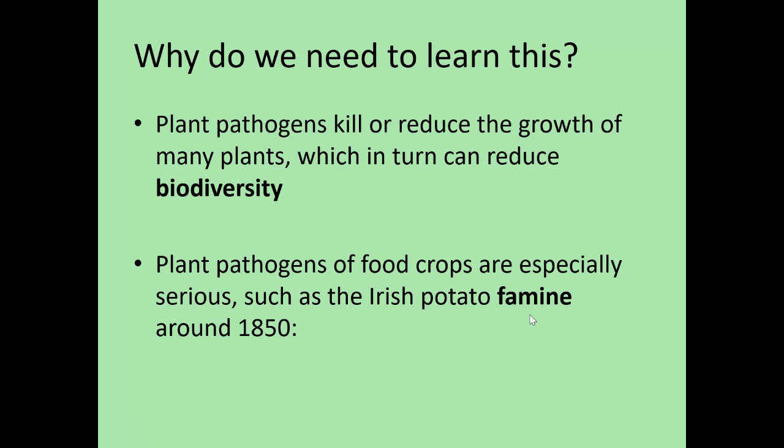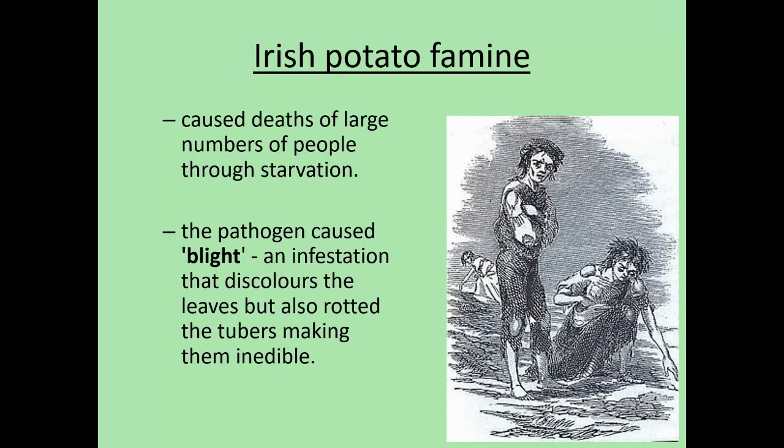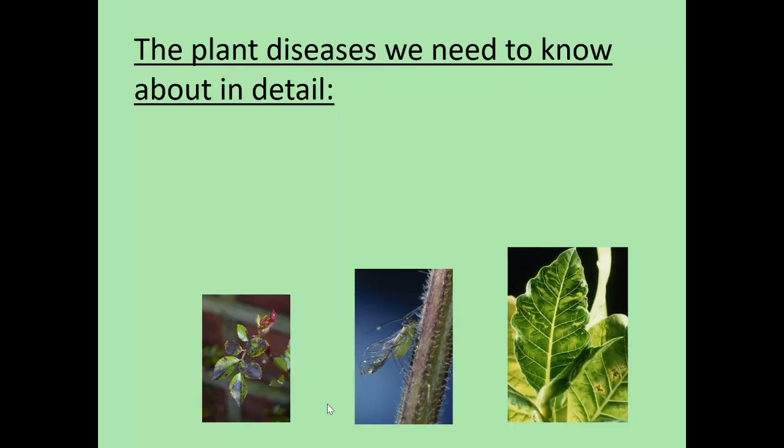Plant pathogens of food crops are especially serious when they affect the yield of crops that people rely on. So a really excellent example is the Irish potato famine, which I'm sure everybody will have heard about. This happened in 1850. This caused the death of a large number of people through starvation. Literally, about 1 million Irish people starved to death because the potatoes could not be eaten. The pathogen caused a blight. This is almost always talked about with fungal infections of plants. But this is an infection that discolors the leaves, but it caused the tubers, which are potatoes, to rot. And so 1 million people starved to death.